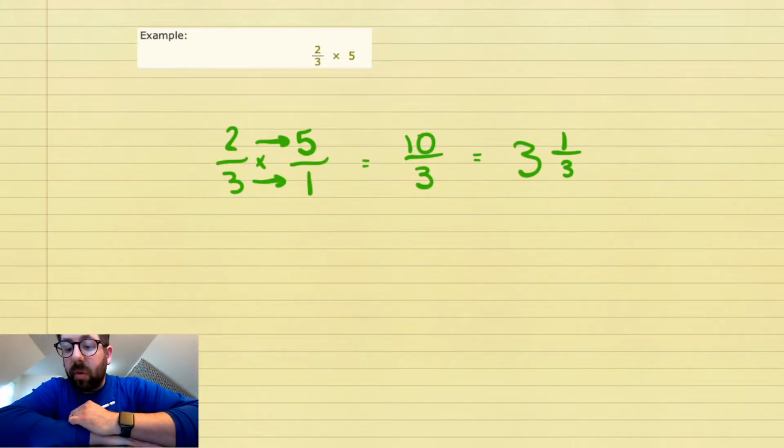But these are the same answers. So 3 1/3 is 3.3 repeating. 10 divided by 3 is 3.3 repeating. So that's the idea. All right, let's move on. Let's go to number 2.